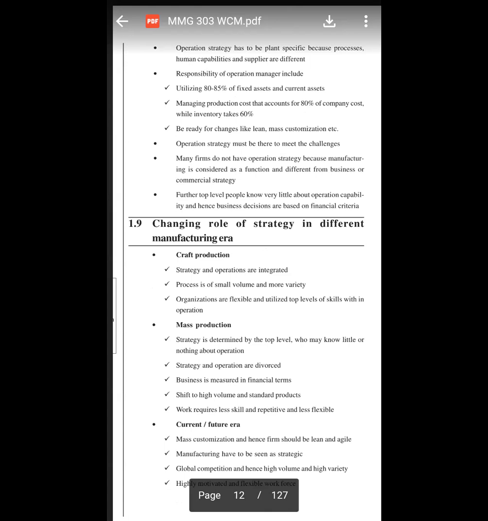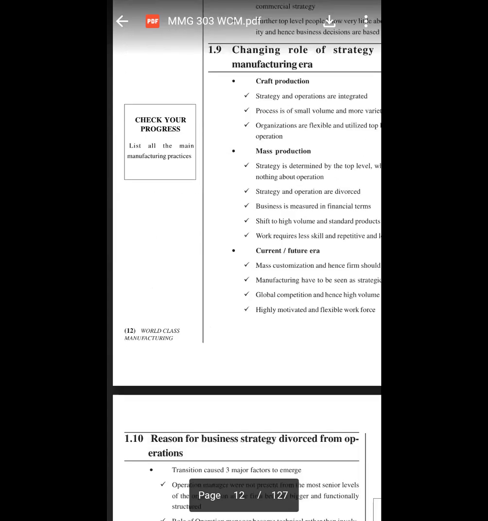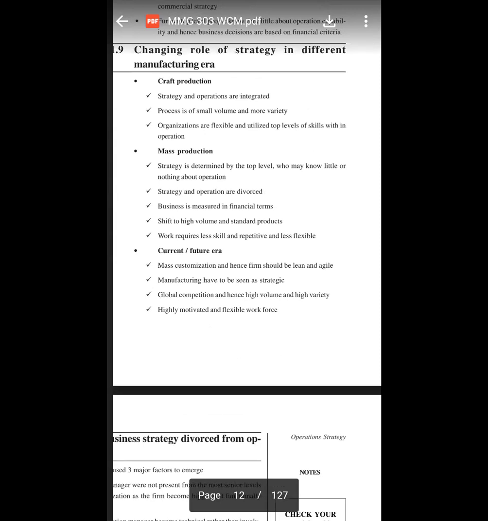Changing role of strategy in different manufacturing areas. Now see, craft production, mass production, current future area. Craft production: strategy and operation are integrated processes of small volume and more variety. Organization and flexibility utilize top level of skills within the operation. Now see, this is called a craft production.